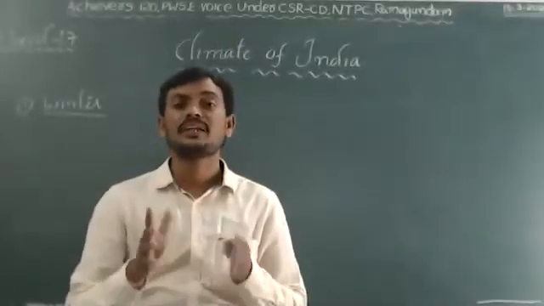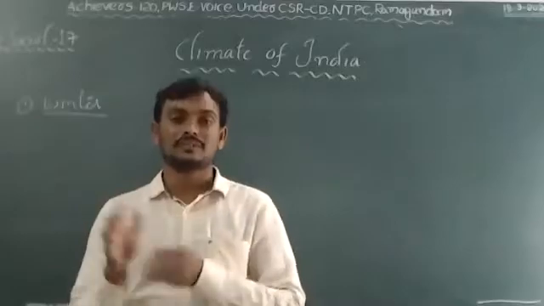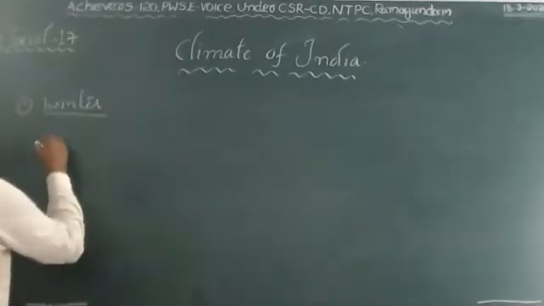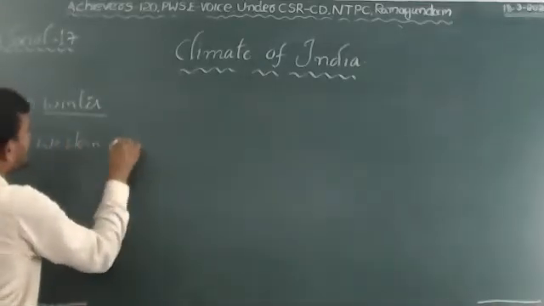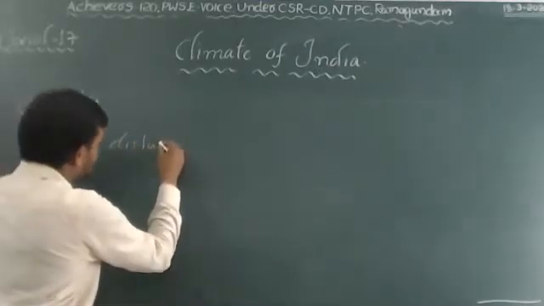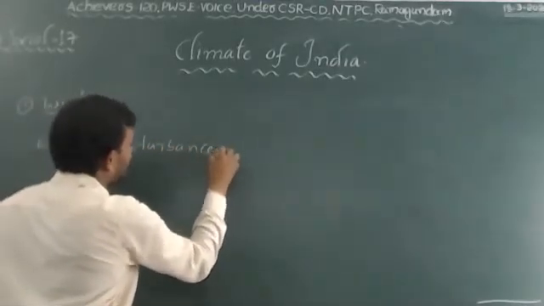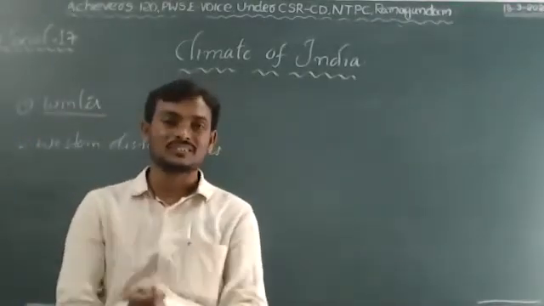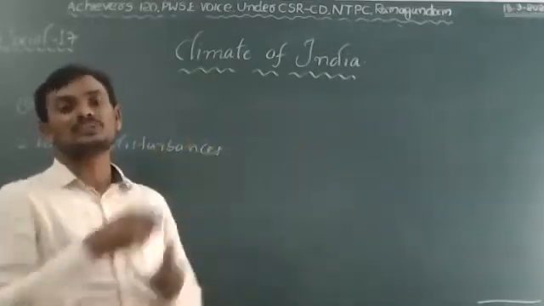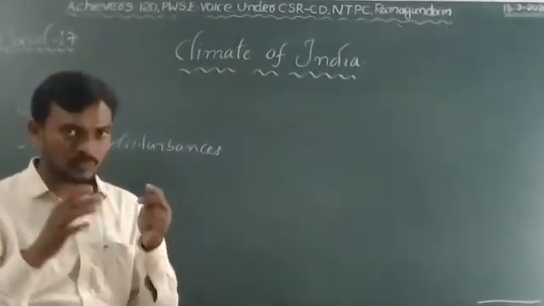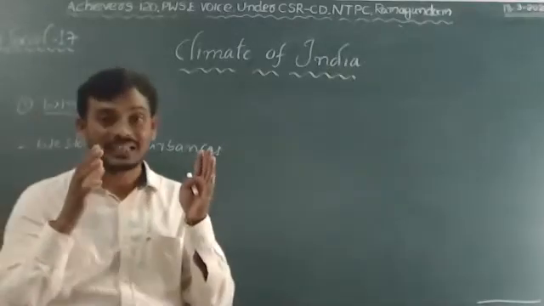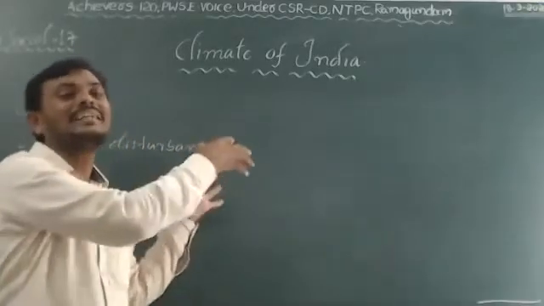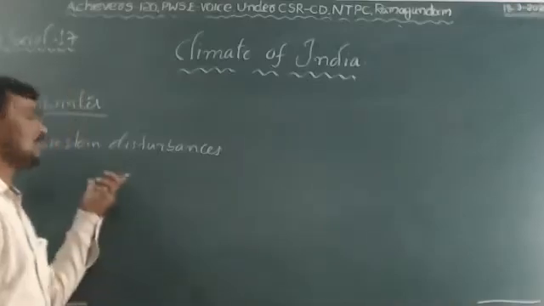the northern part of India experiences western disturbances. They are called cyclonic depressions. Very important. What are western disturbances? Here, western disturbances are cyclonic depressions which are coming from the Mediterranean Sea. So during winter, the northern part of India receives cyclonic depressions from the Mediterranean Sea. They are called western disturbances.